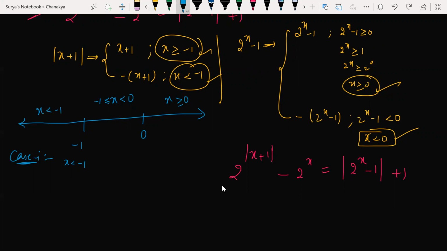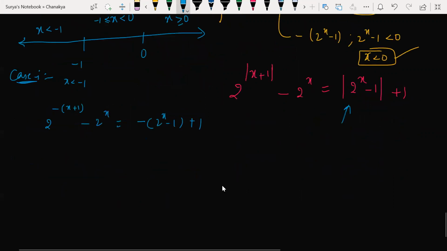Tell me. For x less than minus 1, 2^x - 1 is going to be negative. So minus (2^x - 1) is equal to how this function is going to be defined for x less than minus 1. It is going to be defined as minus 2^x minus 1 plus 1. Understood? All right. Now just simplify this. 2^(-x-1) minus 2^x, minus 2^x is equal to plus 1 plus 1. So minus 2^x minus 2^x will be getting cancelled.